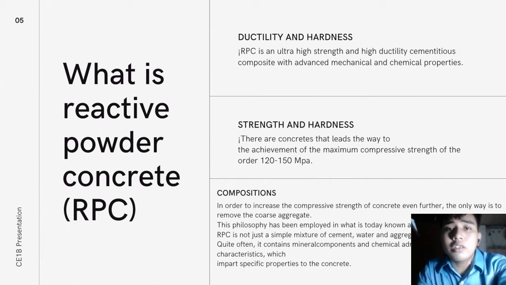These are concretes that lead the way to the achievement of maximum compressive strength of the order of 120 to 150 MPa. This 120 to 150 MPa is the compressive strength of a certain stone, rock, or concrete. The concrete we use today, which is the high performance concrete or the traditional concrete, only has 70 to 100 MPa, which is very low compared to the compressive strength of RPC or reactive powder concrete.